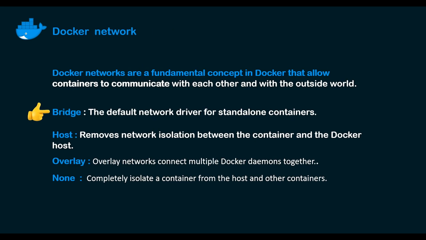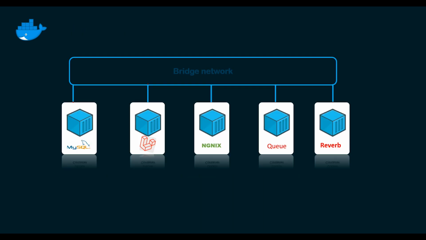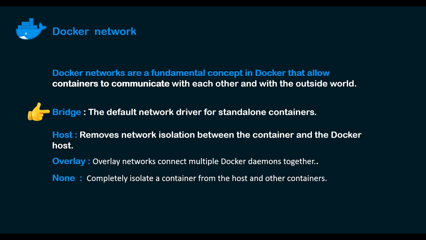Let's talk about networks in Docker. Networks are a fundamental concept in Docker that allows containers to communicate together. We have the bridge network, which is the default network driver for standalone containers. We have the host network, which removes network isolation between the container and the Docker host. We have the overlay network that connects multiple Docker daemons together. And we have the none network, which completely isolates a container from the host.